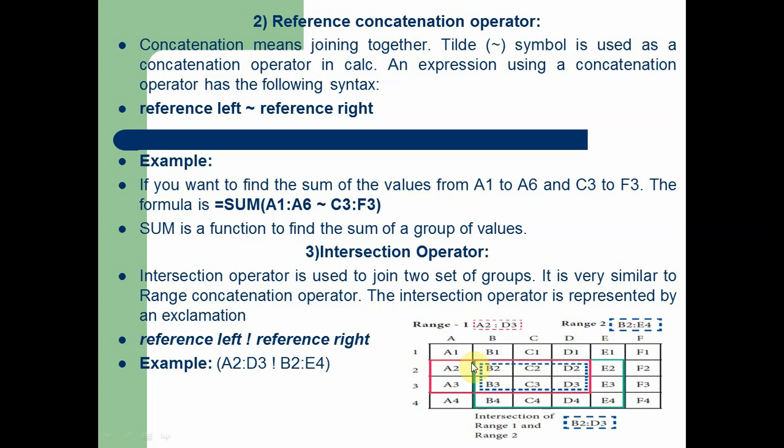For example, here you can see there are two ranges. One is A2 to D3, another one is B2 to E4. So in this group, two ranges are combined, but the result will reproduce only the cells which are common to both ranges. So here B2 and D3 are the common cells of the two ranges. So when we use two ranges with the intersection operator, it will produce only the common cells of the two ranges.